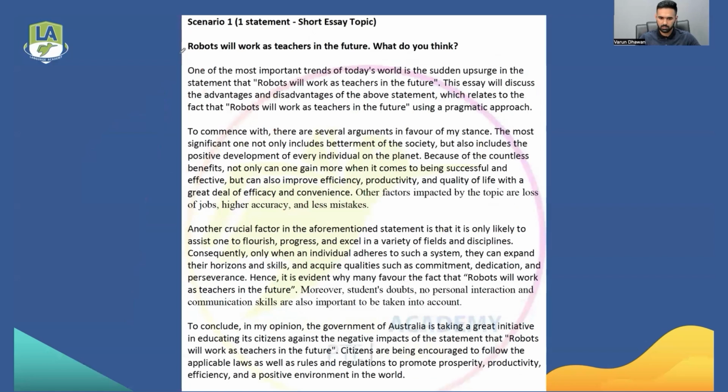This is a sample answer. Robots will work as teachers in the future. Short essay topic. What do you think? You write the statement here. Because this is a short essay topic, you can write the statement here again. Then same second paragraph. Other factors impacted by the topic are loss of jobs, right? Higher accuracy and less mistakes.